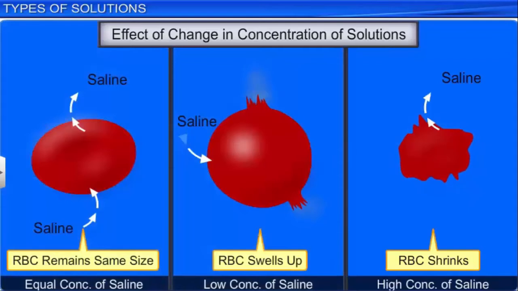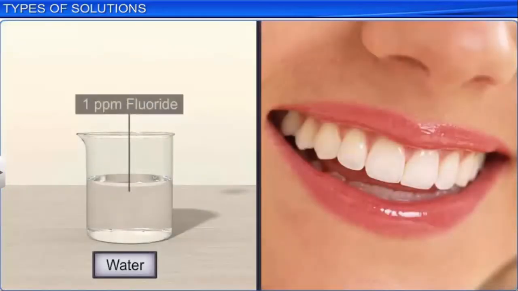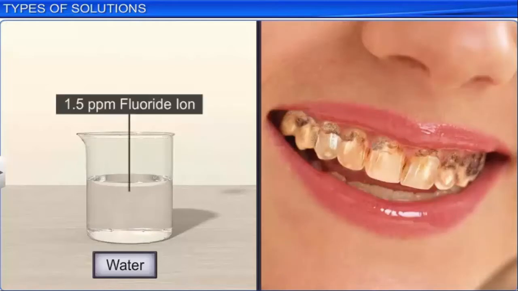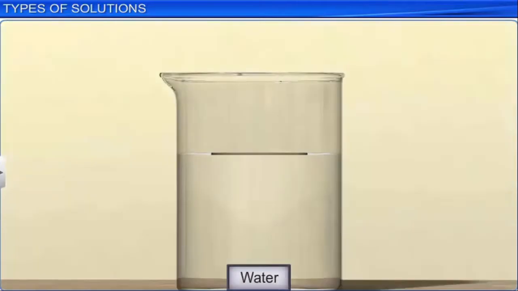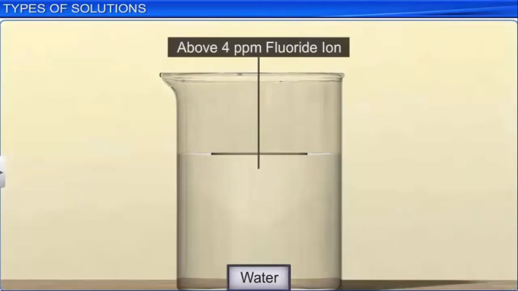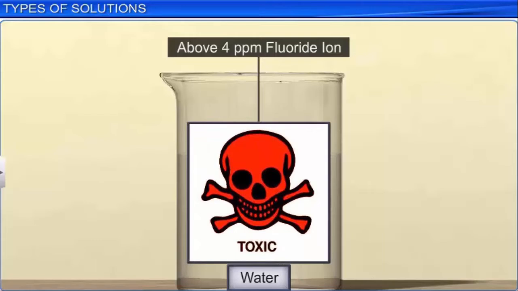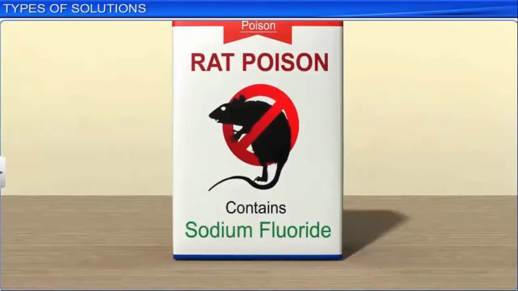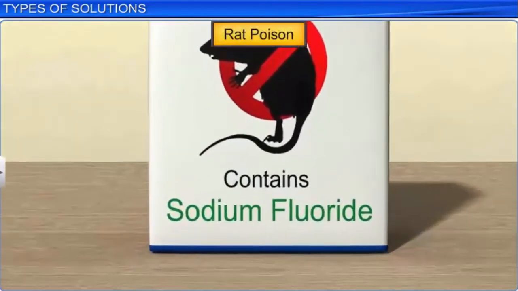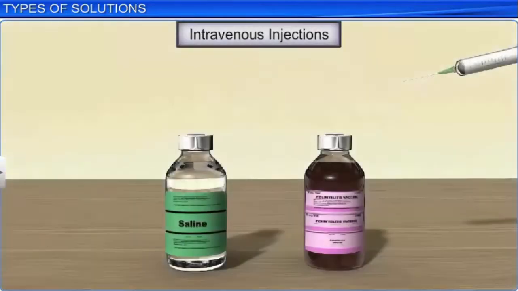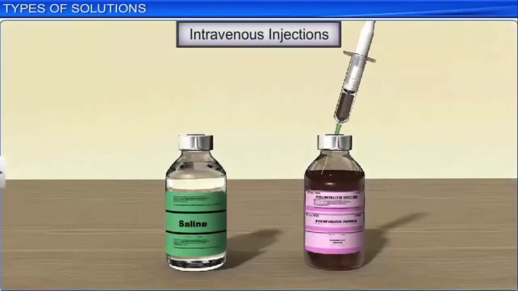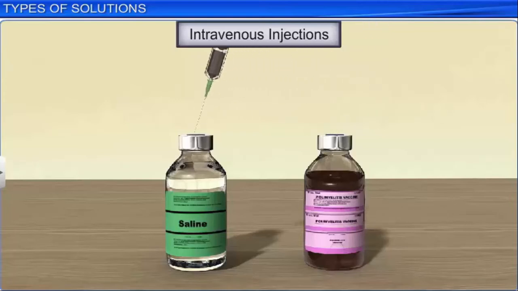For example, 1 part per million or 1 ppm of fluoride ions in water prevents tooth decay, while a concentration of 1.5 ppm causes spotted tooth, and any concentration at and above 4 ppm becomes toxic. Therefore, sodium fluoride is used as rat poison. Intravenous injections are always dissolved in water containing salts at particular ionic concentrations, so as to match the blood plasma concentration.